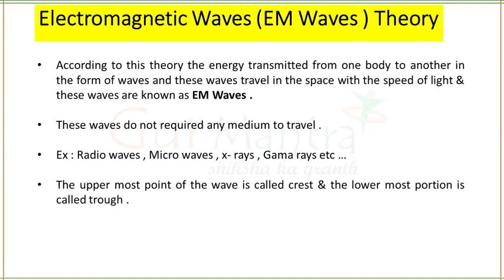electromagnetic waves travel in the form of waves which do not require any material, any medium to pass. Means they can travel even in vacuum conditions. EM waves travel with the speed of light. Therefore, we can say the speed of electromagnetic waves is equal to the speed of light, that is 3 into 10 to the power 8 meter per second.